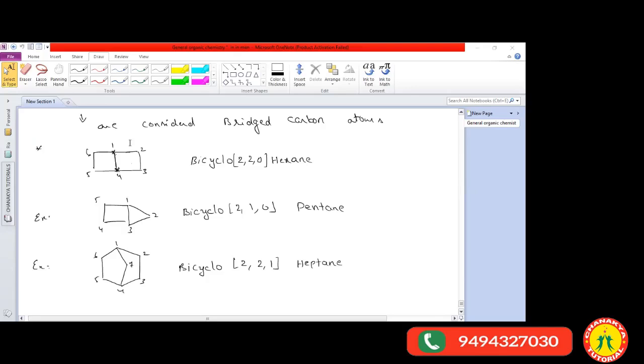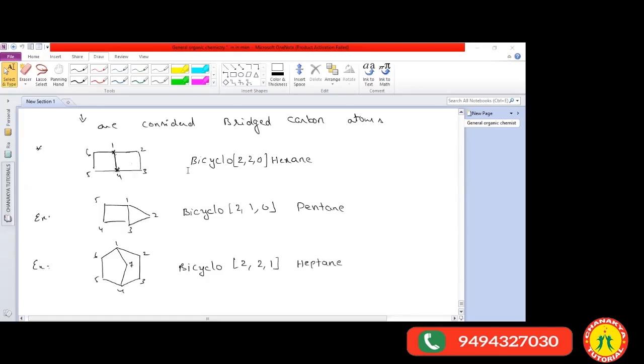Okay, and these two carbon atoms that are fused to the cyclic rings are called bridged carbon atoms. The total number of carbon atoms we consider as the root word.